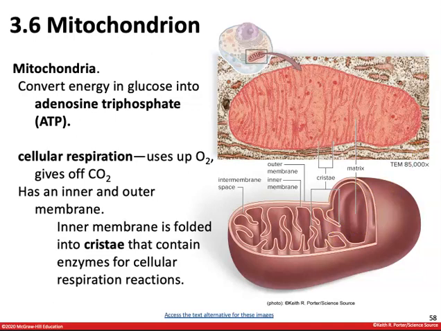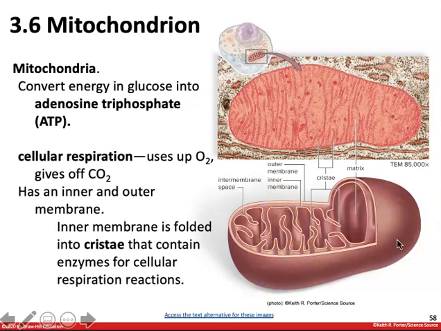This is where we're going to use up oxygen and release carbon dioxide to turn glucose into ATP. This is going to produce ultimately most of the ATP that's utilized by the cell. It's going to convert that chemical energy stored as glucose into chemical energy stored as ATP, or that adenosine triphosphate. This process, like I said, is called cellular respiration because it uses up oxygen and gives off carbon dioxide. And that's sort of our overview of our mitochondria.